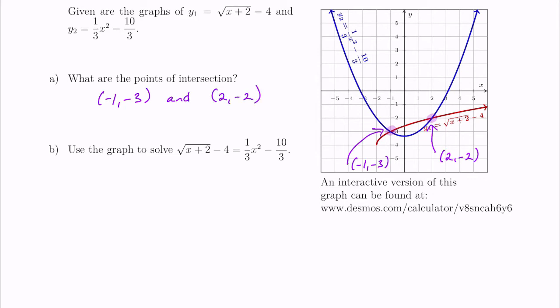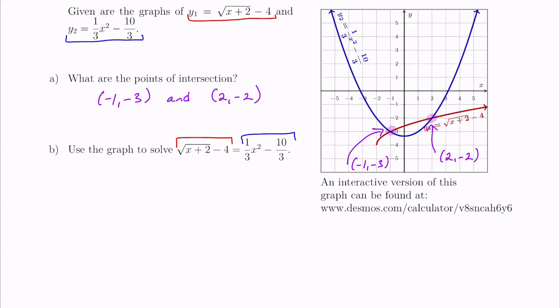In part B, use the graph to solve the equation the square root of x plus 2 minus 4 equals 1/3 x squared minus 10/3. To use the graph to solve this equation, we need to recognize that the left-hand side of the equation is exactly the same thing as the graph of y1. And separately, the right-hand side of the equation is exactly the graph of y2.